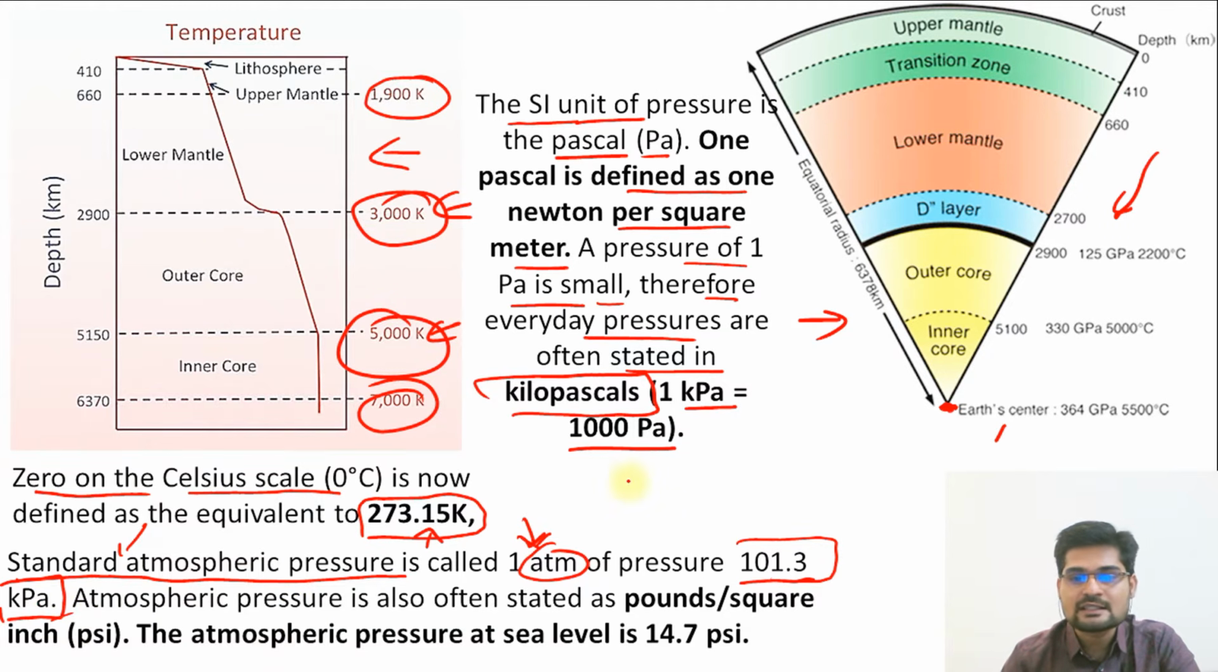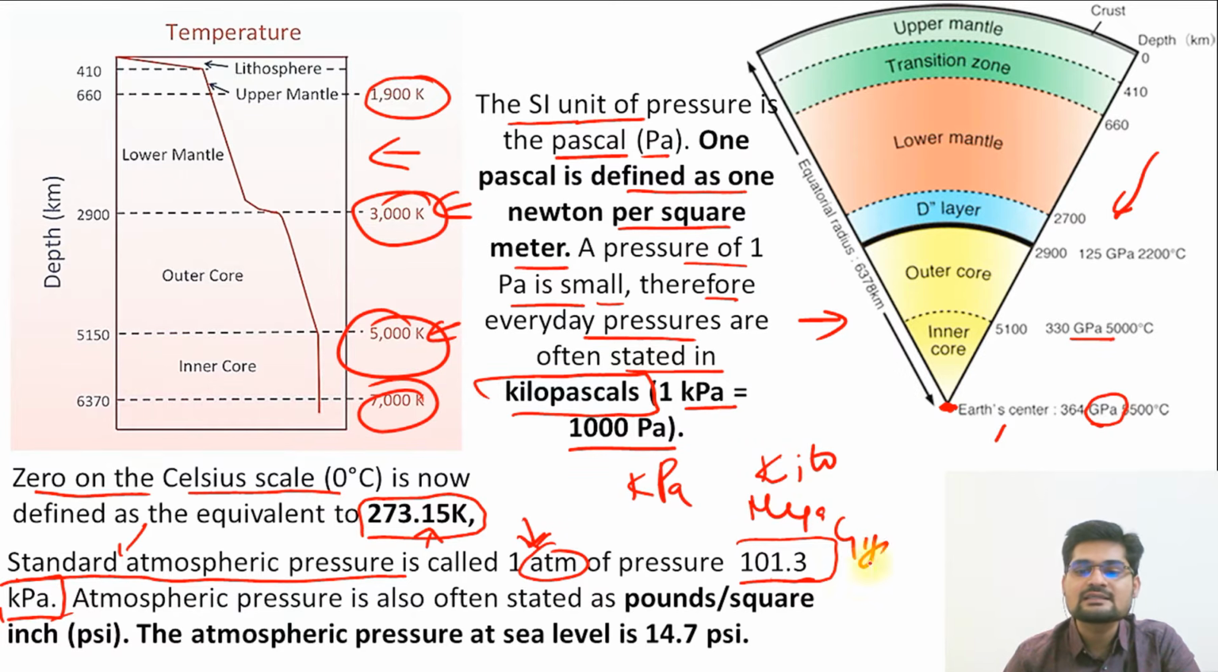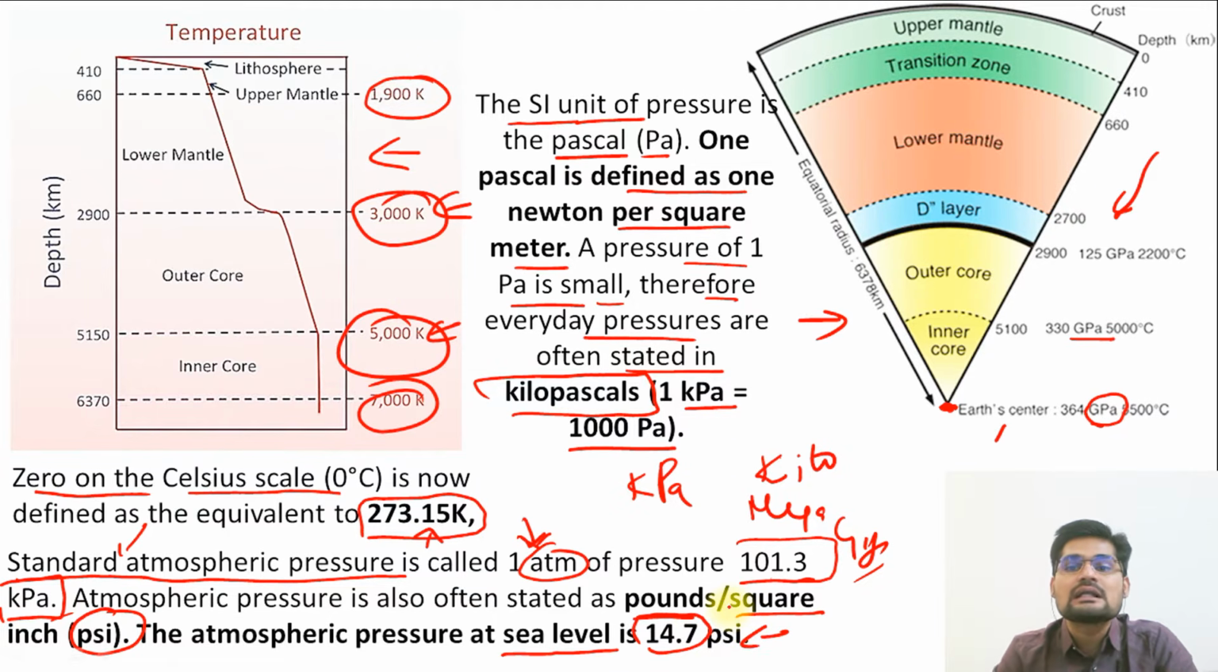So if you see somewhere the unit kPa, or maybe GPa, that is giga. As we understand, kilo, mega, giga, all these are units. This is talking about the pressure that keeps on increasing as we go in depth. Apart from that, atmospheric pressure at sea level is also measured in pounds per square inch, called PSI. That PSI value is 14.7. So these are certain important facts and figures that we need to understand when we are talking about the pressure and the temperature beneath the surface of the earth.